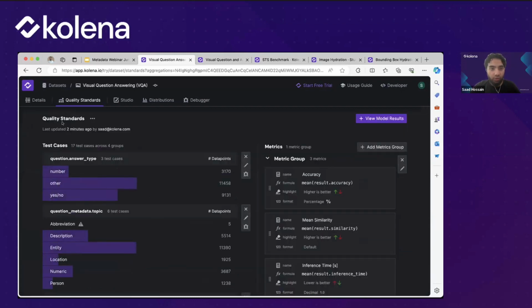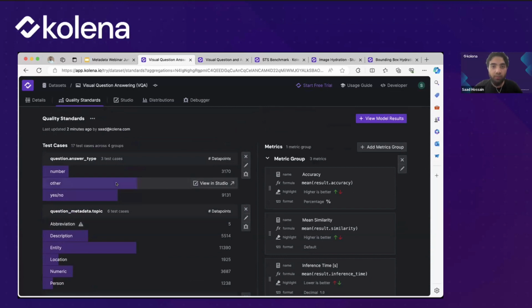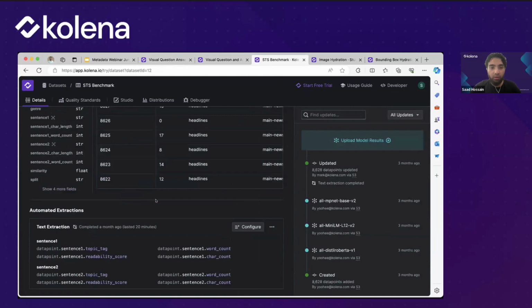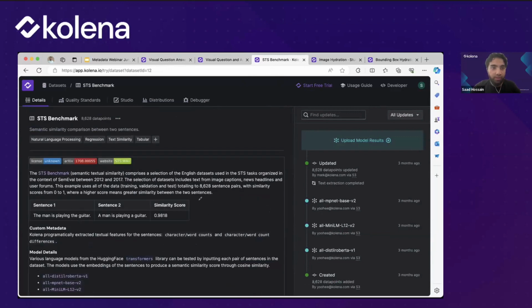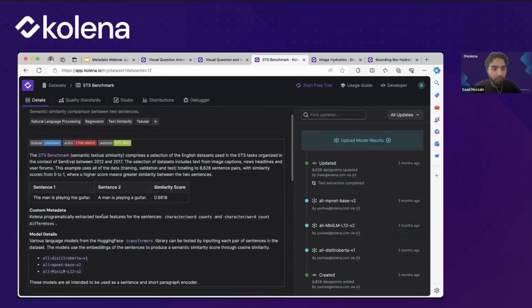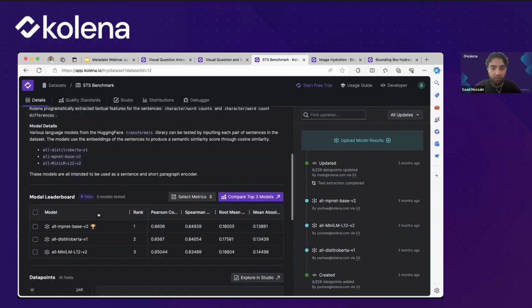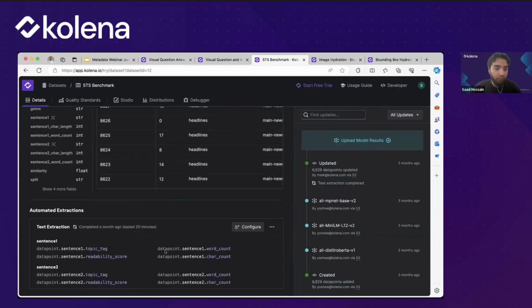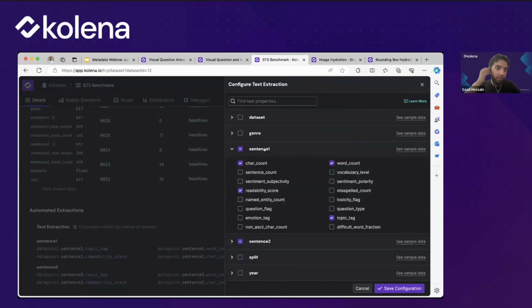Now that I've shown you some of the features and how you could use extracted metadata to enhance your testing, I'd like to highlight some of the other metadata extractions that we could use in the real world. For example, we have this semantic textual similarity benchmark where we're able to compare how semantically similar two texts are. In the Kolena platform, we're able to extract these various different types of metadata.